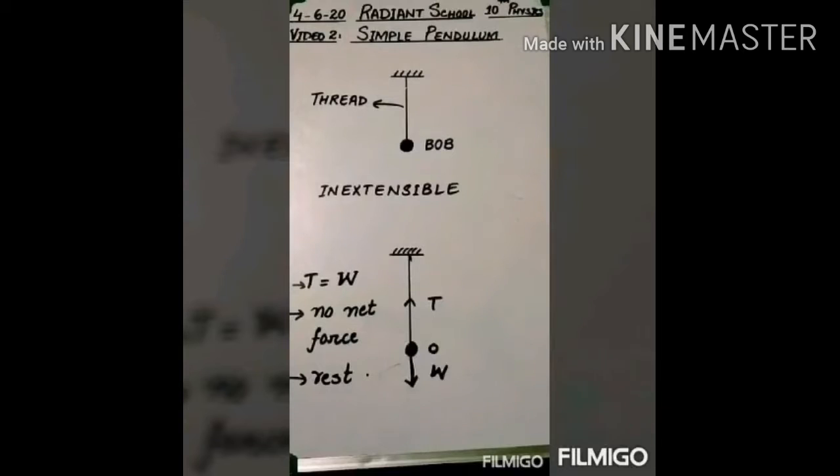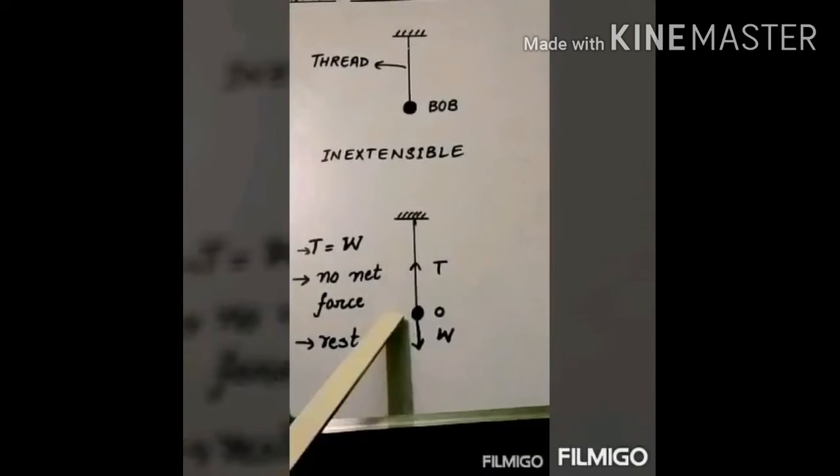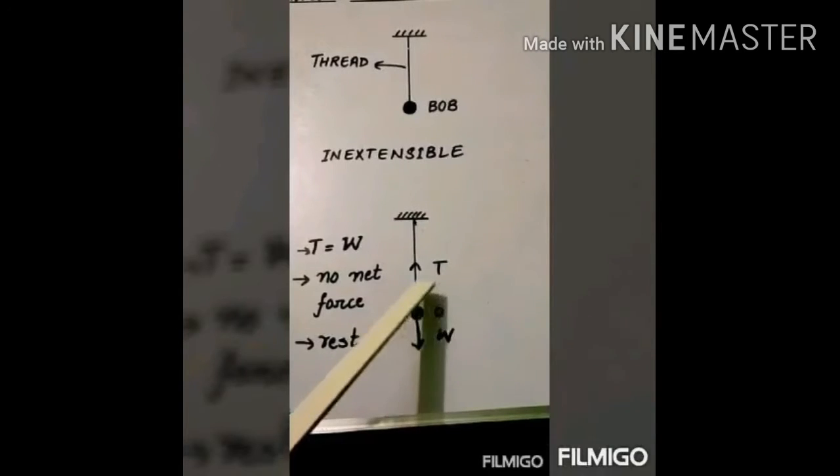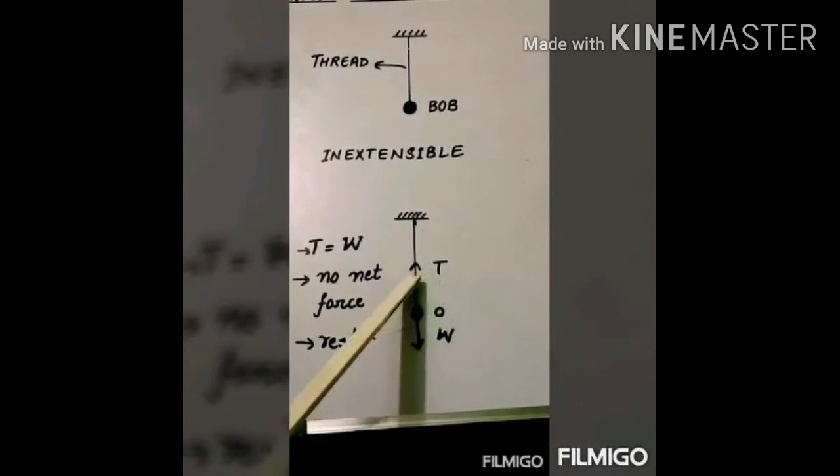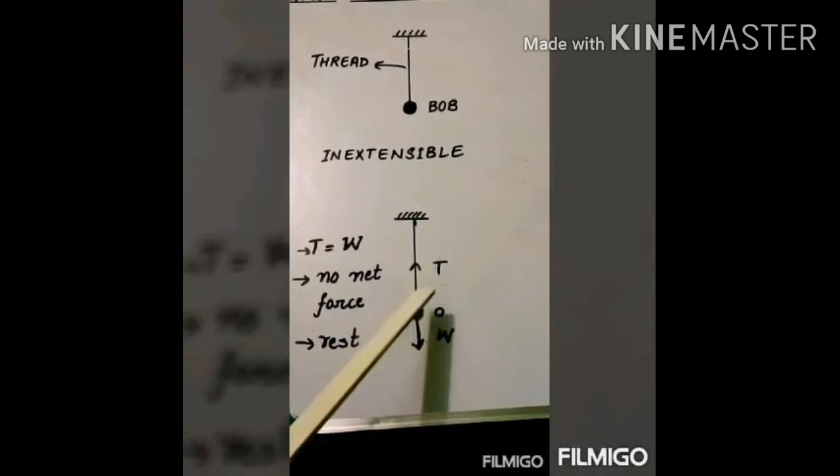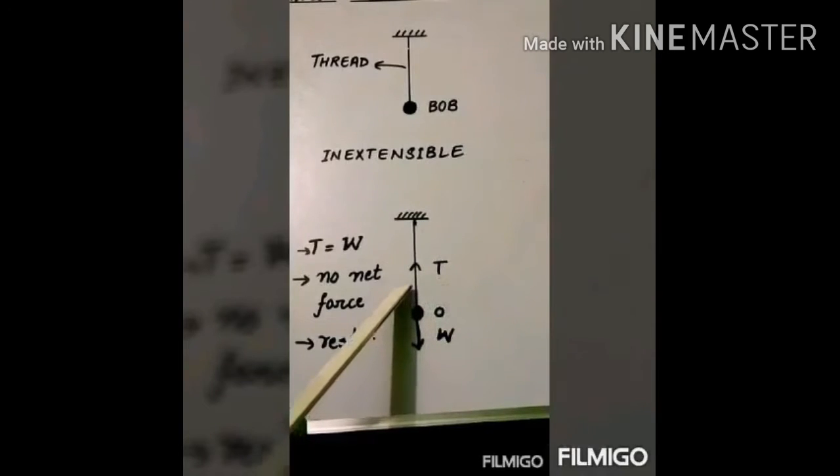Let's move on to the situation of how it will be showing the vibrations. On this bob, there are two forces acting. One is the tension in the thread or the string, which is acting in the upward direction along the string. The other force which is right now acting on this bob is its weight, which is acting exactly vertically downward.